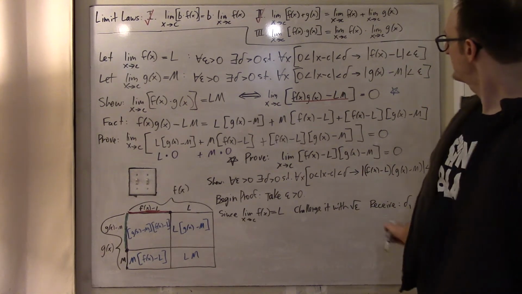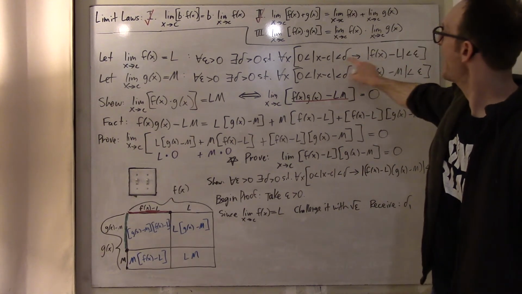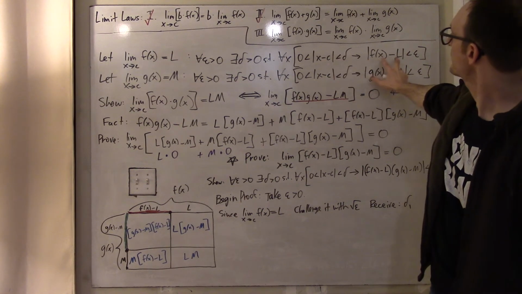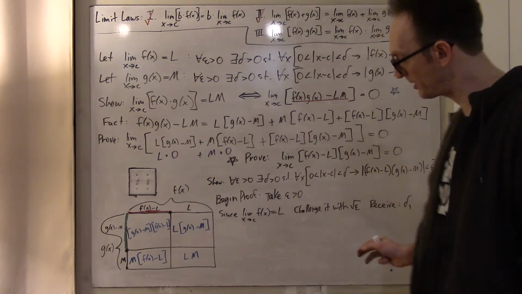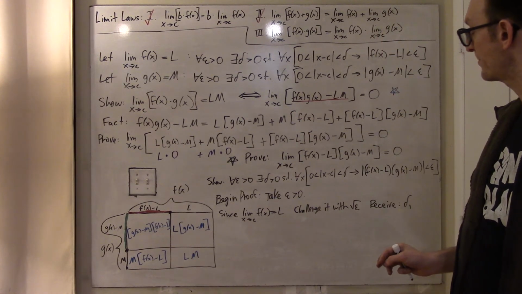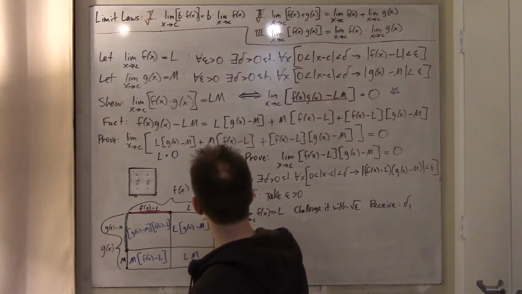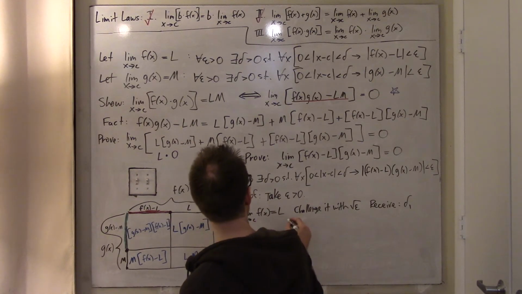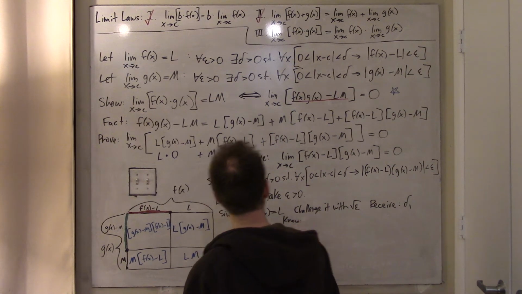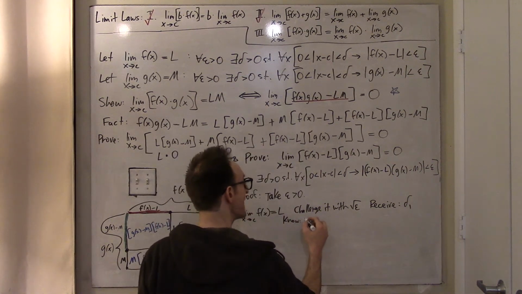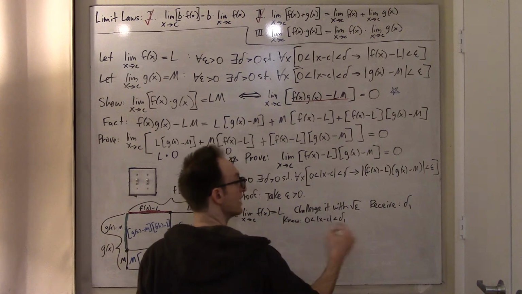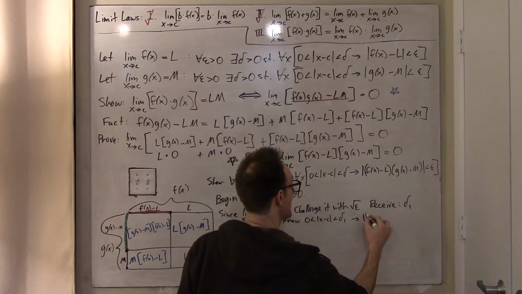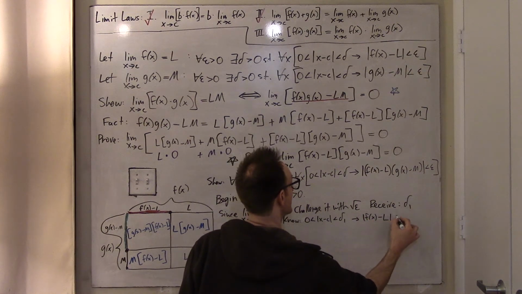What is delta 1? Delta 1 is how close I have to get to c such that the gap between f of x and L is less than the square root of epsilon. Epsilon's a tiny number, so the square root of epsilon is also a positive number. And so what I know is that if I am within delta 1 of c, then the gap between f of x and L is less than the square root of epsilon.